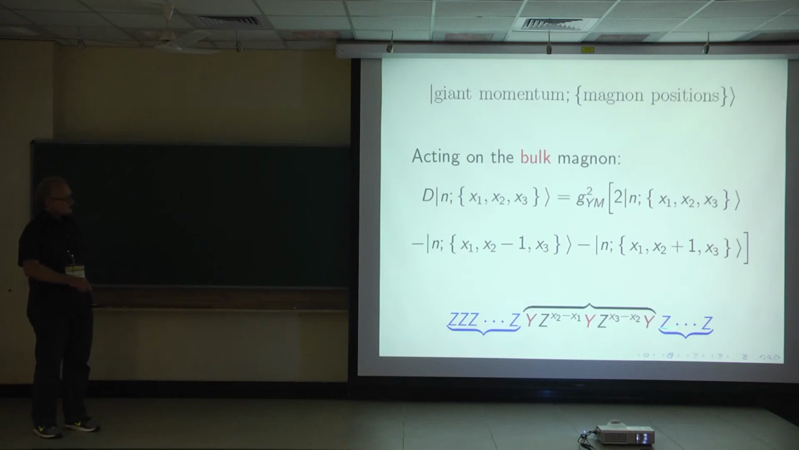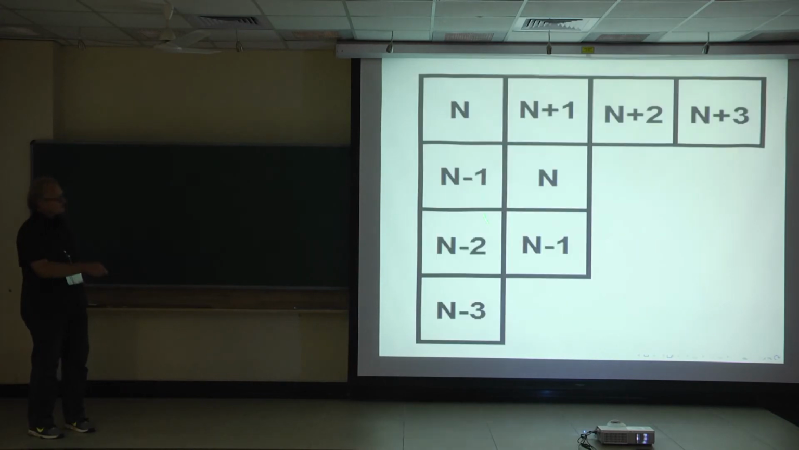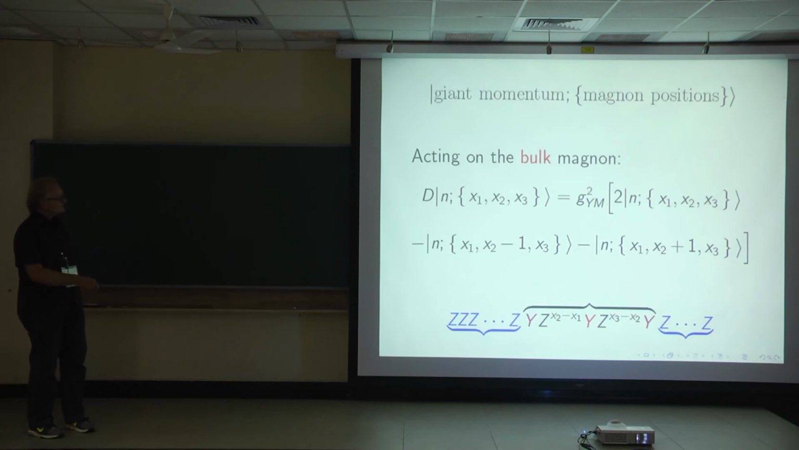Now, to calculate the large N correlation function of this operator, I only need to sum planar contractions for the open string words. So here you should recognize the planar dilatation operator's action. Acting on this state, so I'm acting on the middle Magnon, the 1x2, I get precisely the same state back with a factor of 2, or the states back with a minus sign where the Magnon has shifted one position either to the right or the left. This is exactly the Heisenberg Hamiltonian that you saw in the previous talk. So that's the action of the dilatation operator on the bulk Magnon.